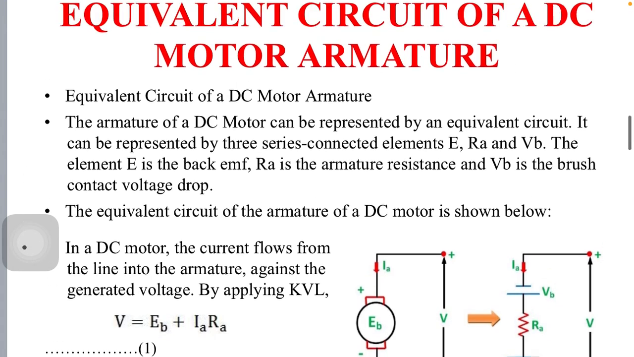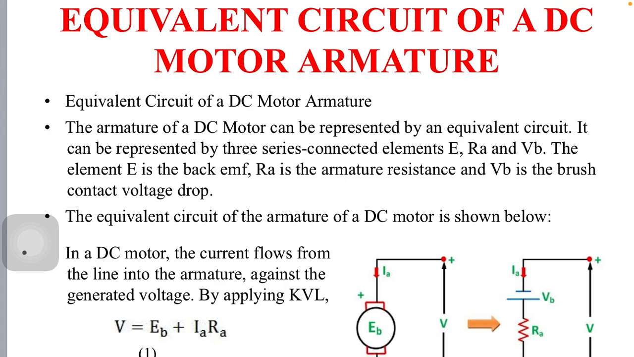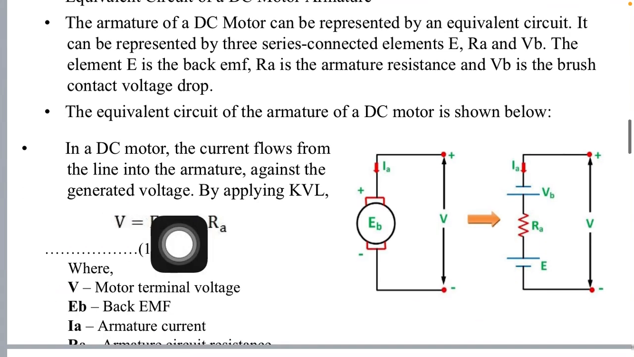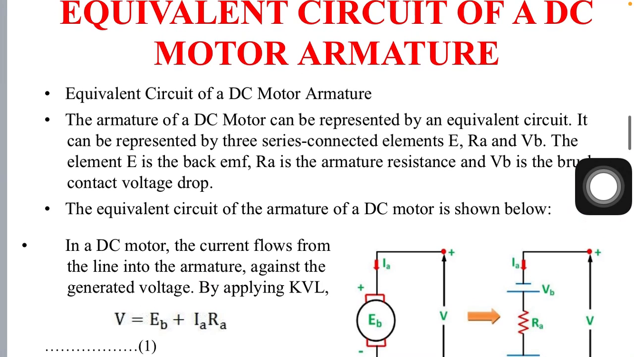So the equivalent circuit can be used to find the directions, and we can calculate the current and the resistance. From an example point of view, the equivalent circuit is helpful. So the equivalent circuit of the DC armature is over here.